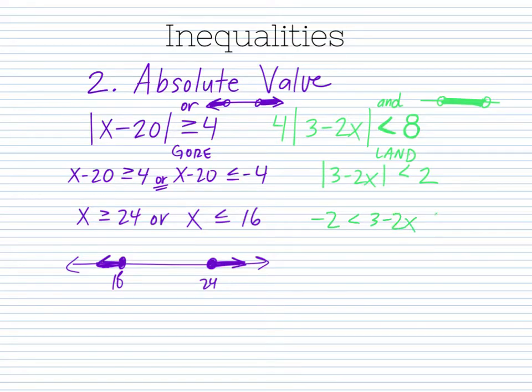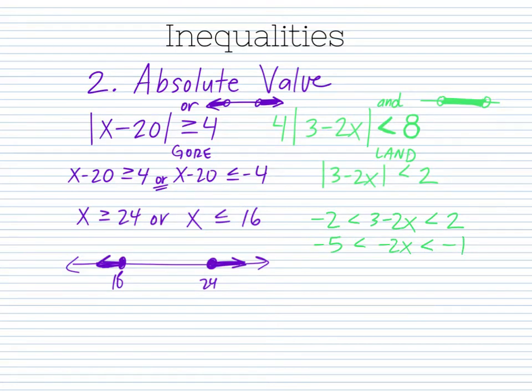Just rewrite it as a compound inequality, the same way that we had on the first slide. If you do that, then you can just work with one statement rather than 2 separate ones. I'm going to subtract 3 from both sides first, giving me negative 5 to negative 1.